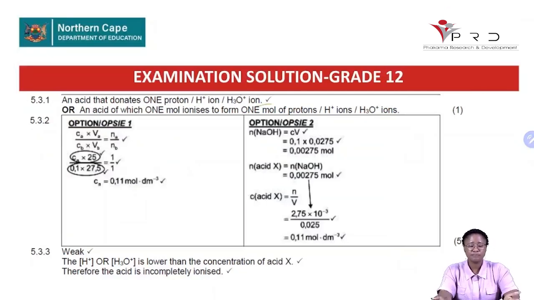We were saying that it is a monoprotic acid. And then for 5.3.1, you can see over there an acid that donates 1 proton. You get 1 mark for that definition. Our governor equation, that is how it is. Or you can just calculate the number of moles of sodium hydroxide. You get the number of moles.